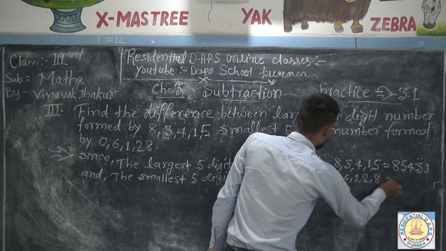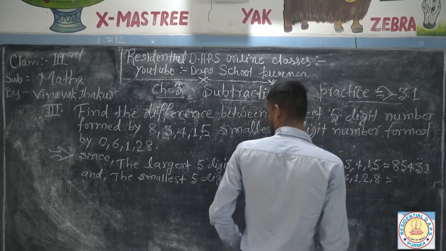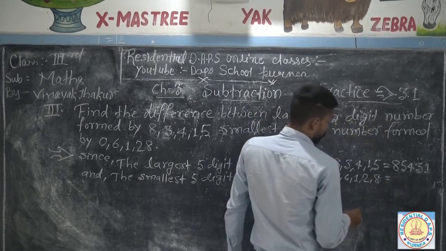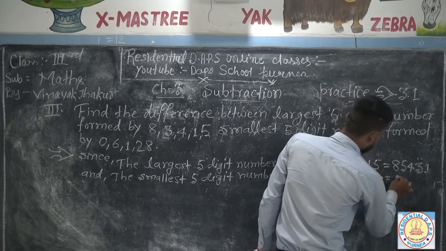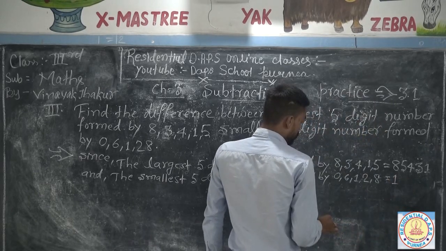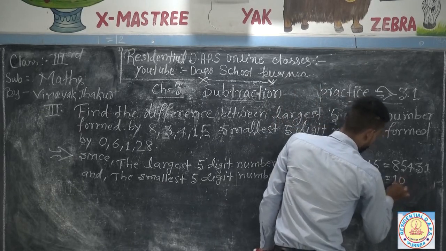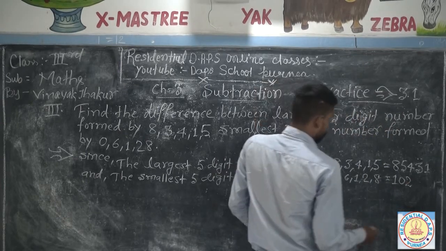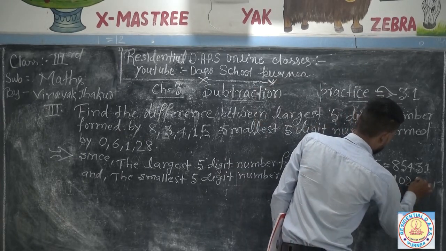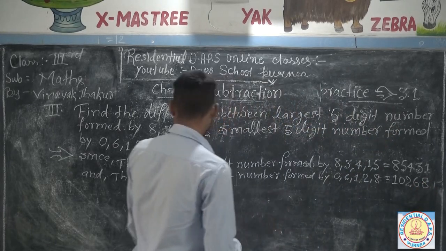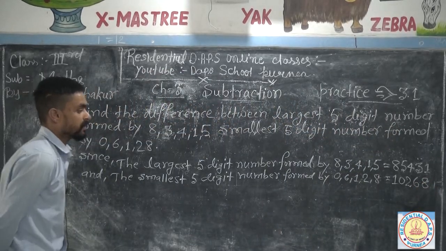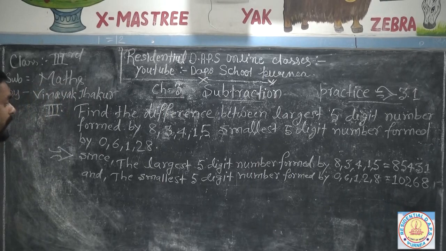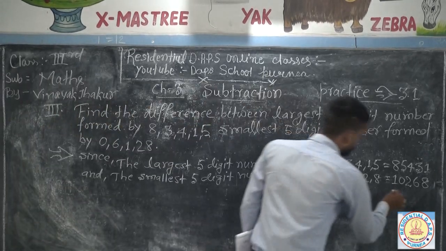So you have to make the smallest number from it. At first you need to pick up the smallest one and then larger. So the smallest 5-digit number formed by 06128 is 10268. So you have to find the difference between these two.